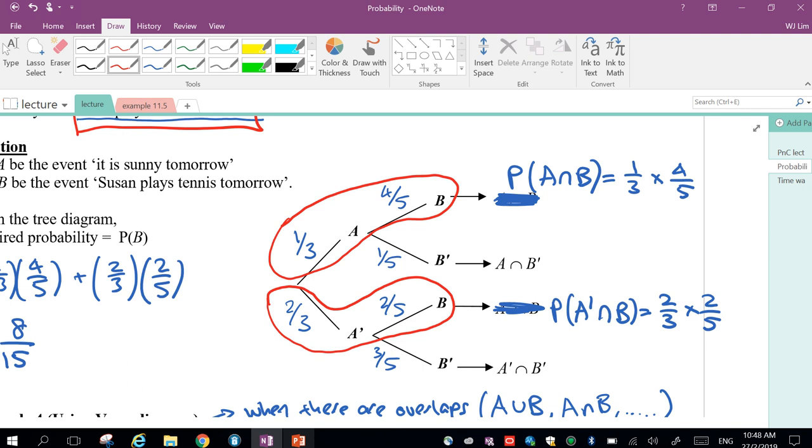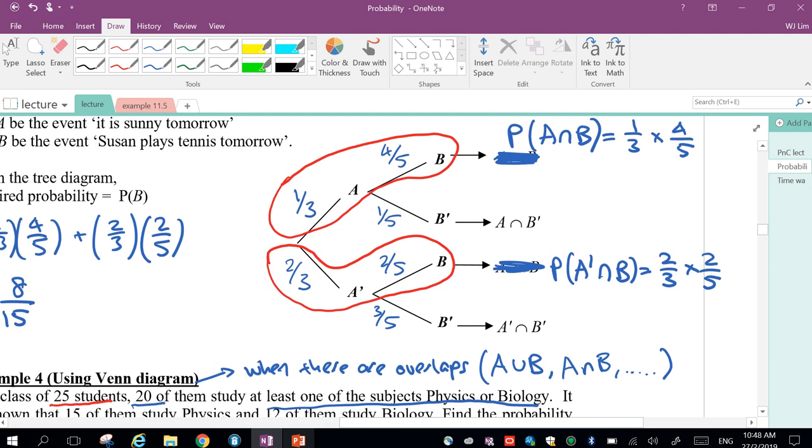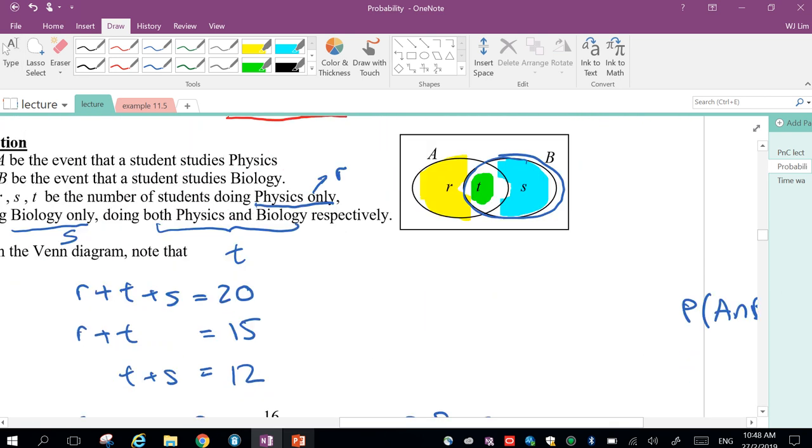Okay, here. The concept is this: conditional probability. So I need you to go straight to conditional probability, section 5.